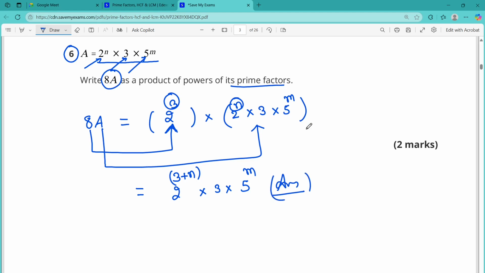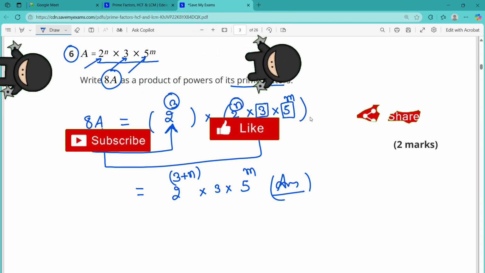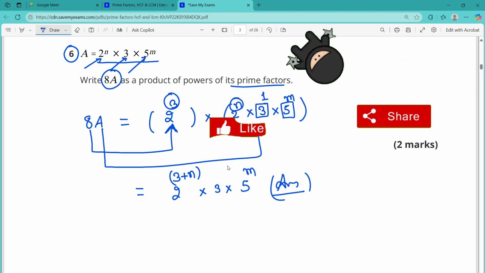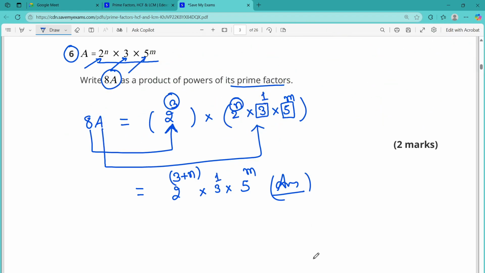Any doubt? Clear? Don't you also add the m to the 3? No. Do you have any other number whose base is 5? No. So you cannot add this m with anyone. See, this 3 is also alone. There is no other prime factor which has the base 3 in this prime factorization. So this 3 raised to power 1 will be as it is. Yes, any doubt? No. Okay, very good.